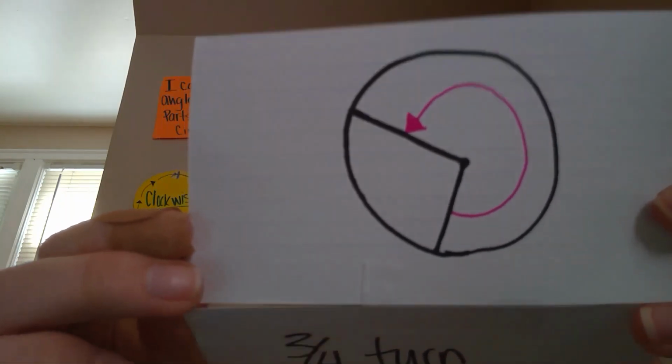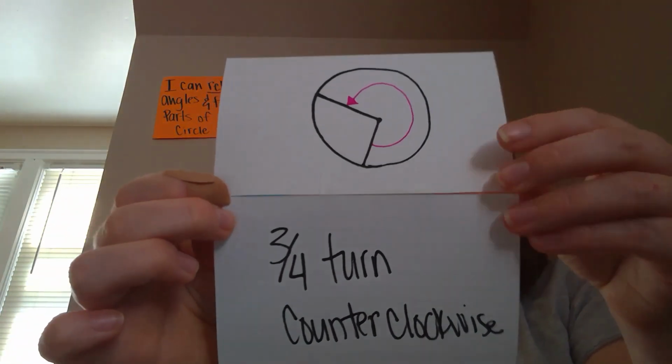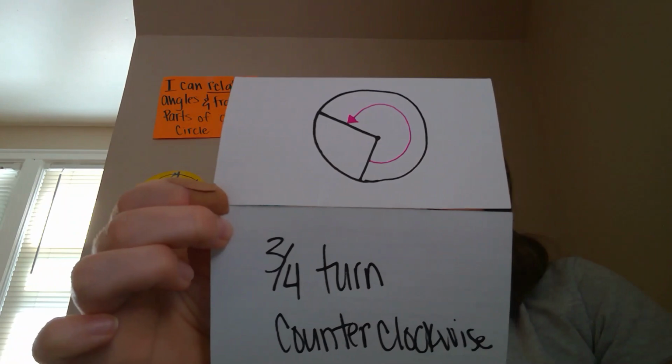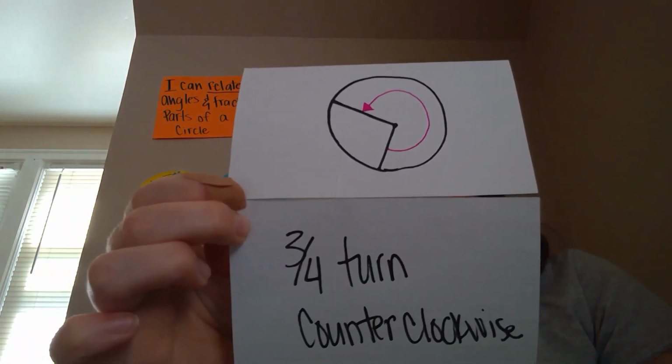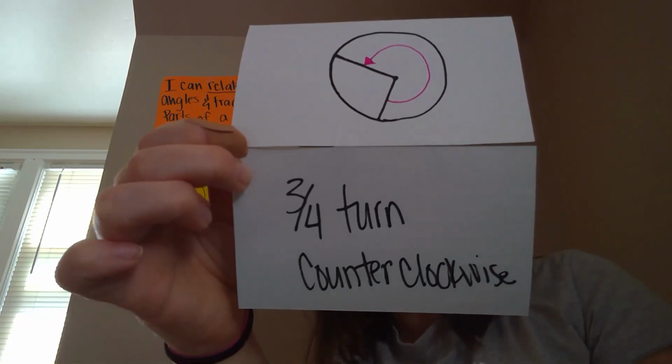This one is a 3/4 turn counterclockwise. So I'm moving 3/4 of the way around the circle, and I'm moving in a counterclockwise direction, or the opposite way that a clock moves.